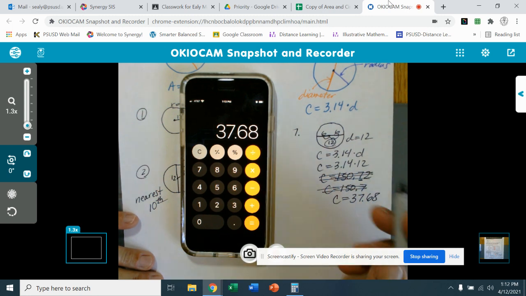37.68. Boy, that makes more sense, right? 12 times 3 is 36. Boy, my answer before didn't even make sense. You got to make sure your answer makes sense, huh? Okay, let's look at our rounding then.